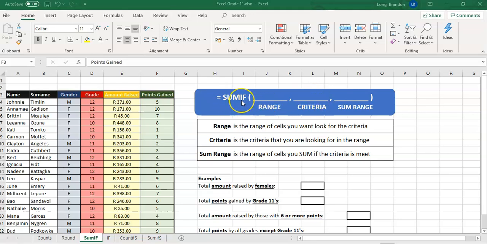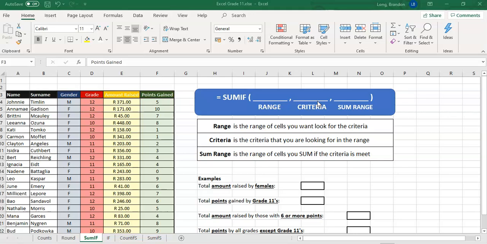So if we used a SumIF and we want to count how many females there were, we would say SumIF, and our range would be the C4 right to the bottom, and the criteria would be if it equals an F value for gender. That would be counting all the females. Now when we have a SumIF, we have an extra parameter. This is the range that we're looking in, this is the criteria we're looking for, and this is what we must sum if this equivalent cell in this range meets that criteria.